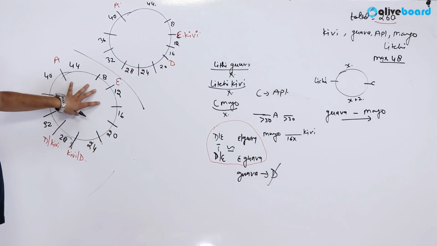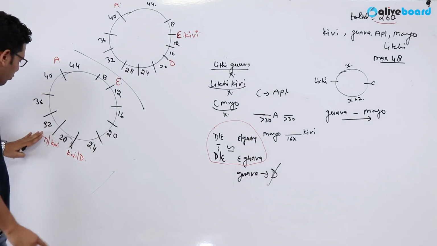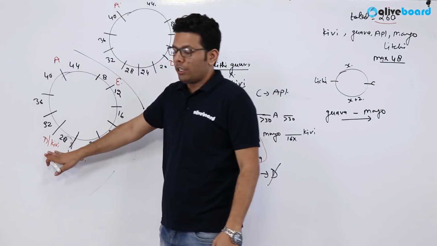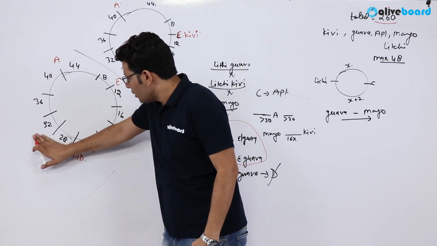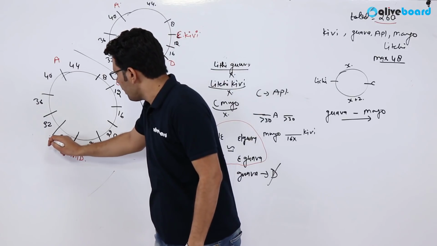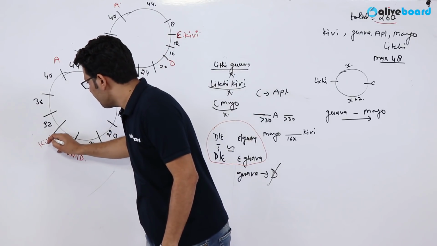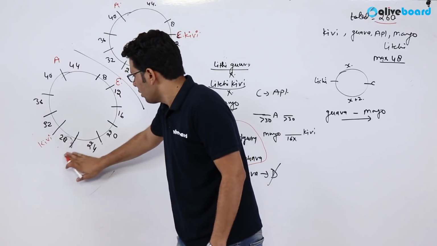So it clearly implies that you cannot put D at this position. This will never be your D. So this would be your kiwi and this would be your D.